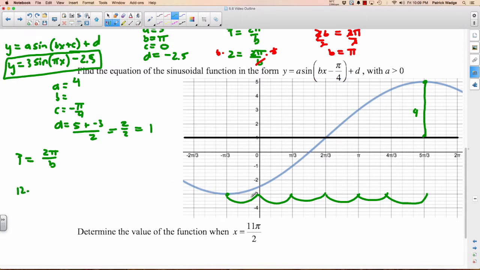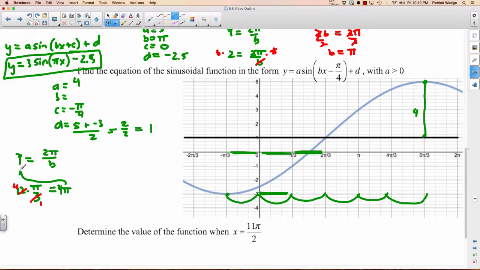Now, how much is that distance? Well, it's probably easiest if you look right here. How much is that distance right there? Pi over 3. Or from negative pi over 3 to 0, pi over 3. From pi over 3 to 2 pi over 3, pi over 3. So we have to do 12 times pi over 3, and that'll tell us what the period is. The 12 and the 3 cancel. This becomes 1, this becomes 4, so you get 4 pi.